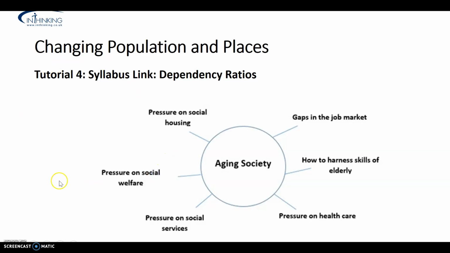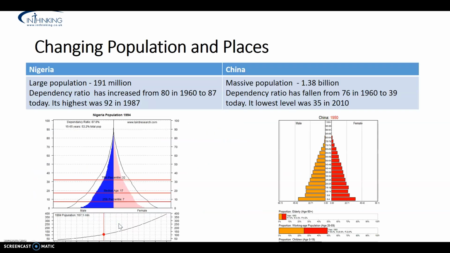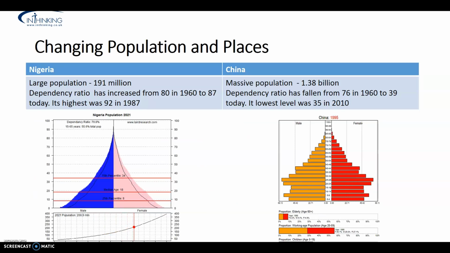The course refers to two contrasting examples, so two contrasting countries. And I think, first of all, what you should consider is how do those countries contrast? They could contrast in a state of development. They could contrast in their political system or in terms of political stability. But they are definitely going to contrast in terms of their population structure, size, demographic. For this purpose, I've looked at Nigeria and China. And there's lots of information on this within the site.